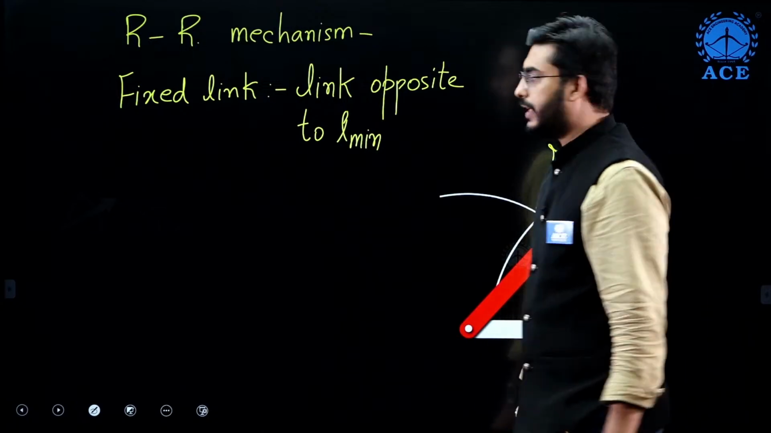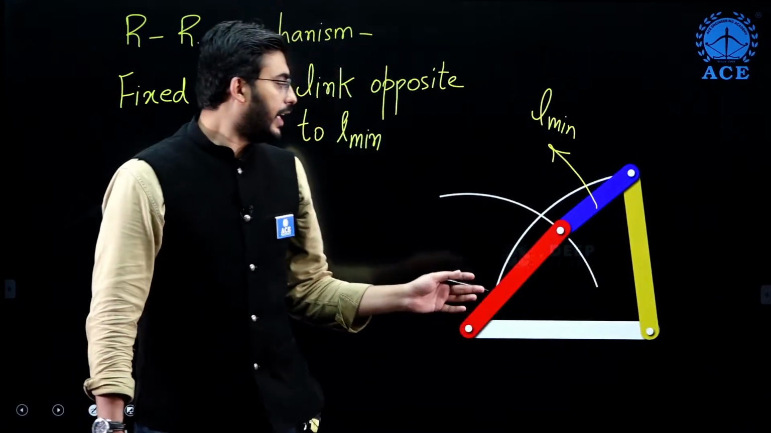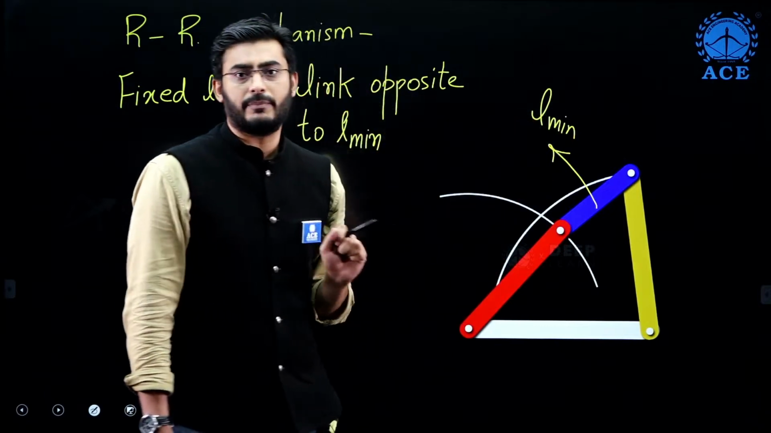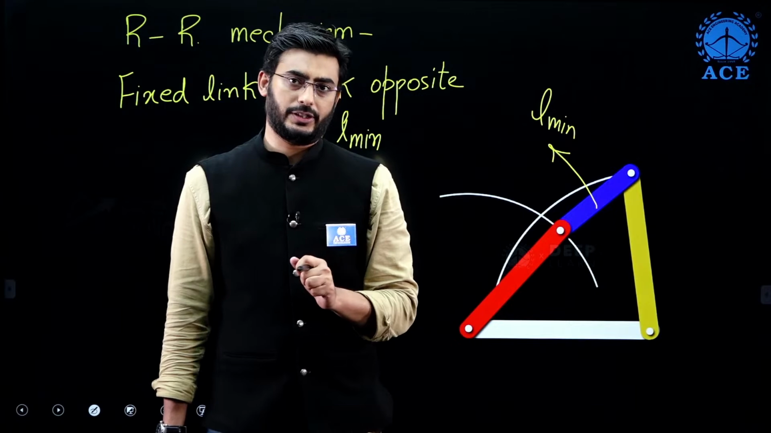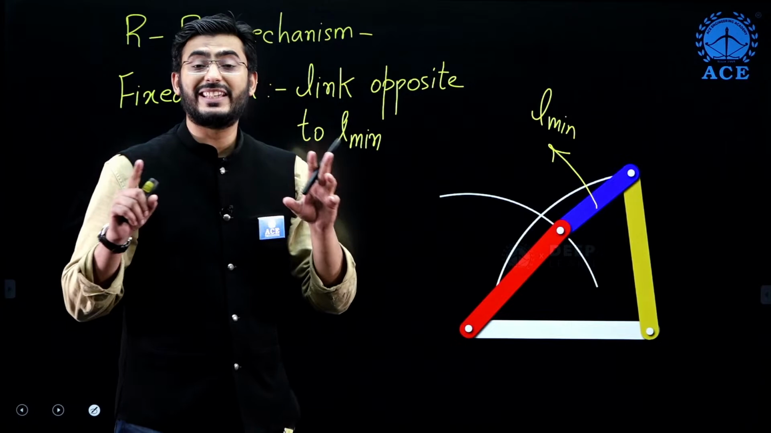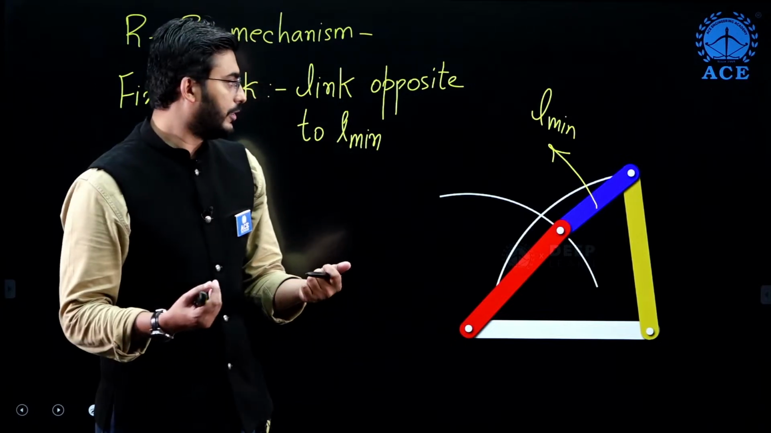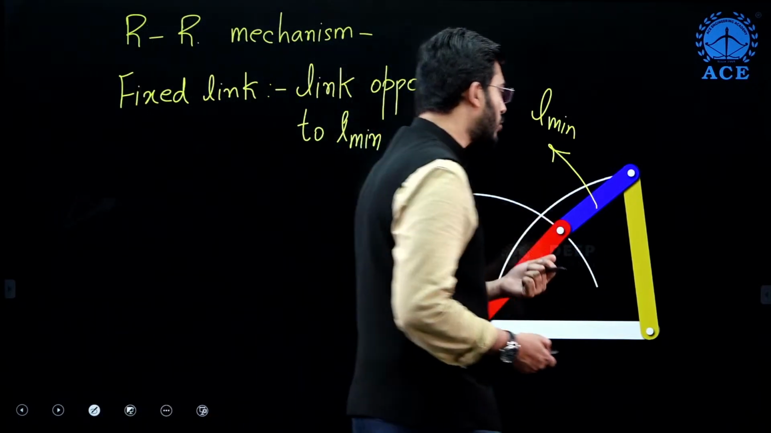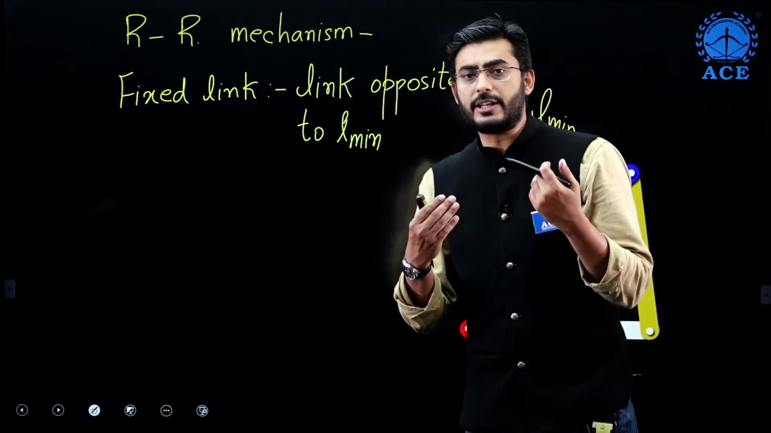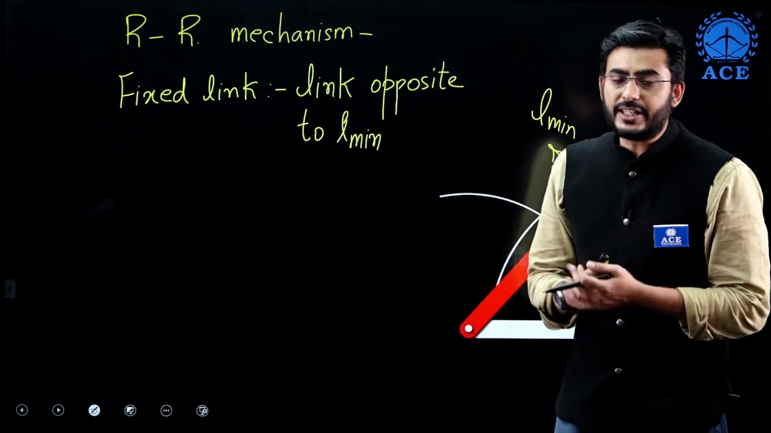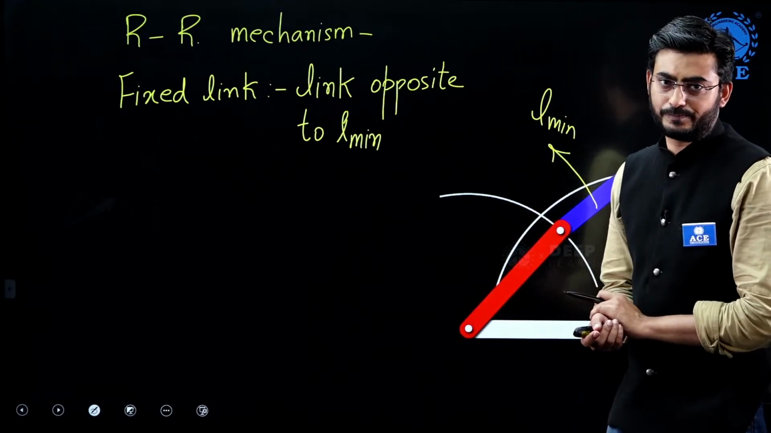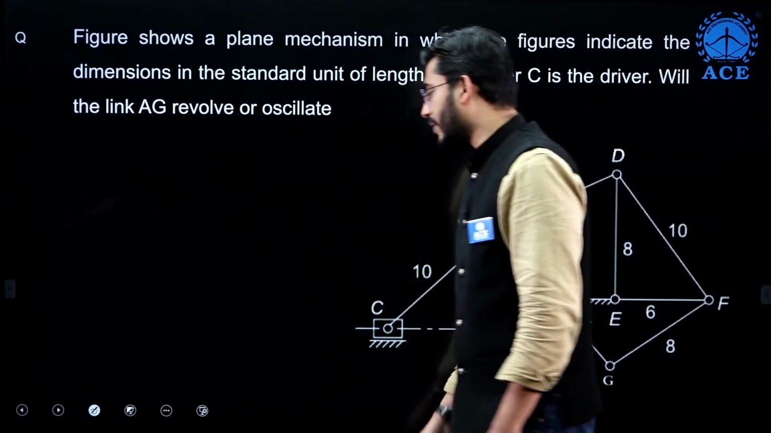Okay, and we know that input link and output link both are undergoing oscillatory motion, but this L minimum will undergo circular motion. So if L minimum is fixed, then it will make the input and output undergo circular motion. Now let us try to solve a problem based on the Grashof's law, and based on that, identify how many links will be completing circular motion. Let us see a question here.